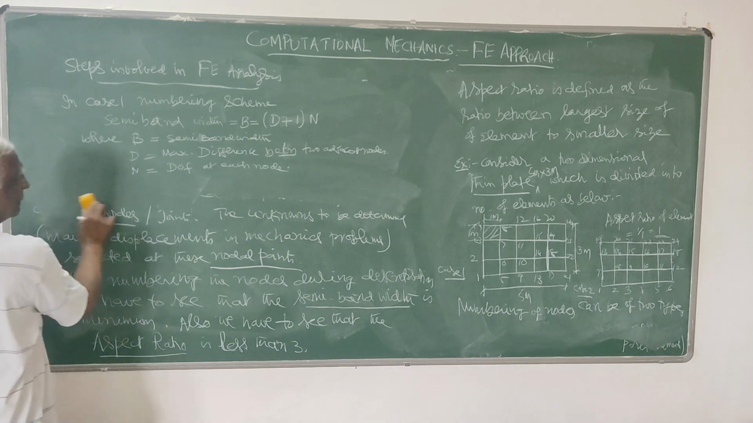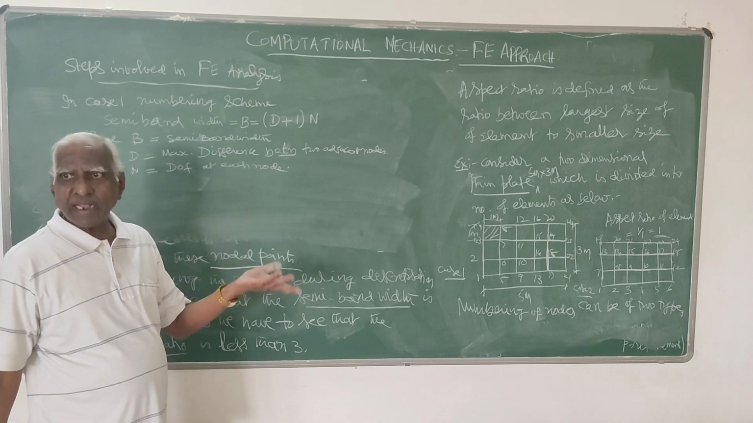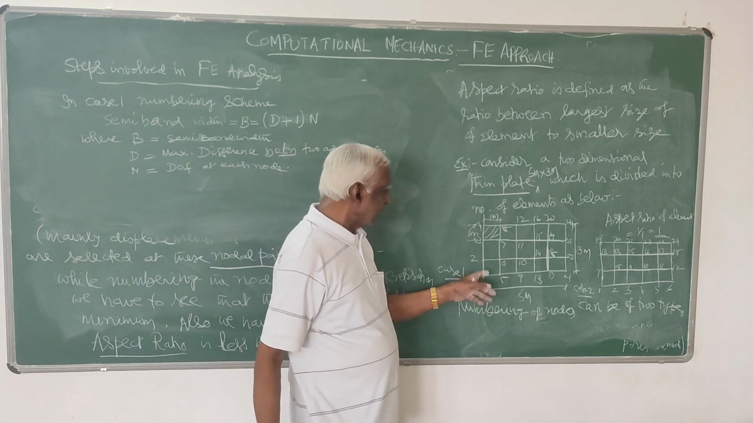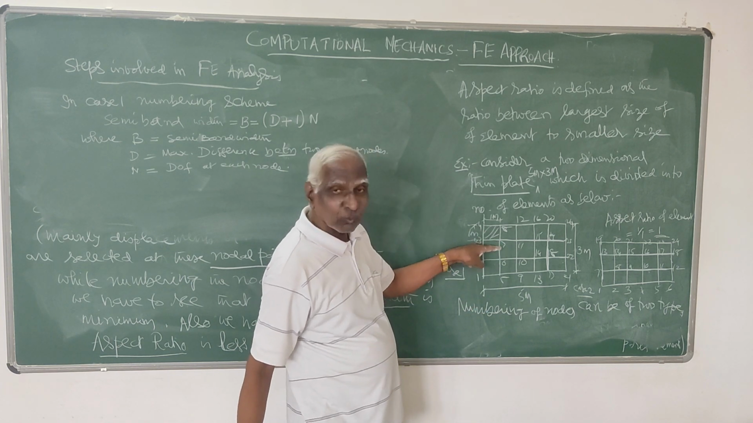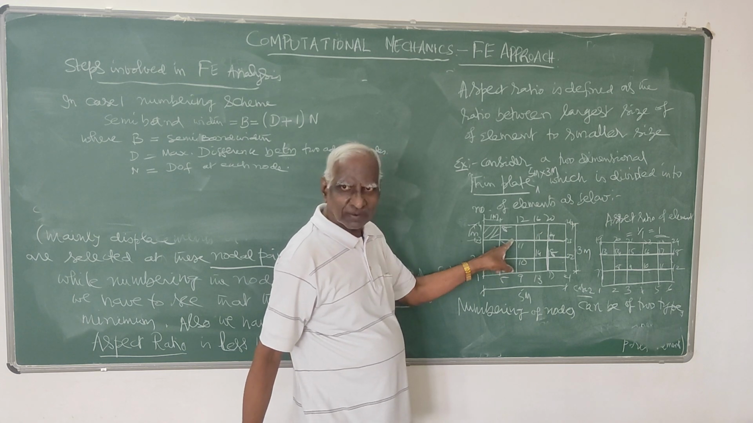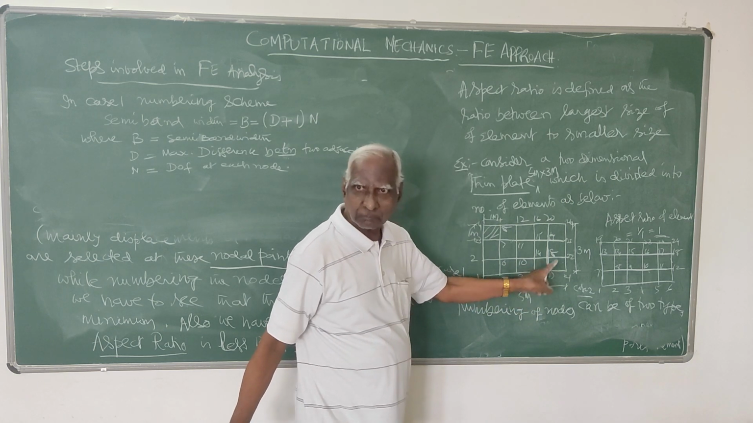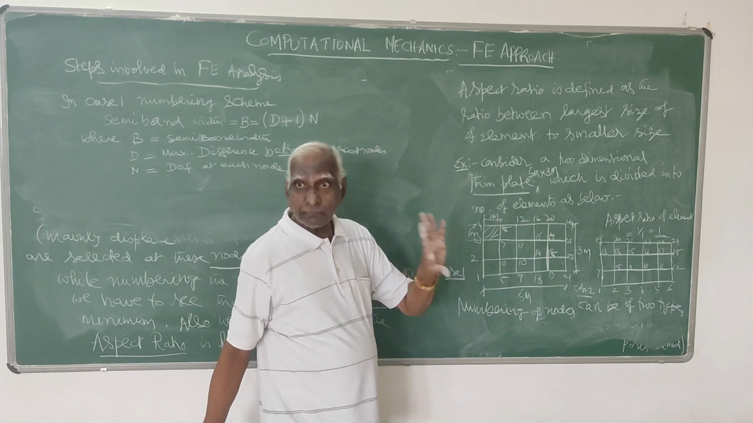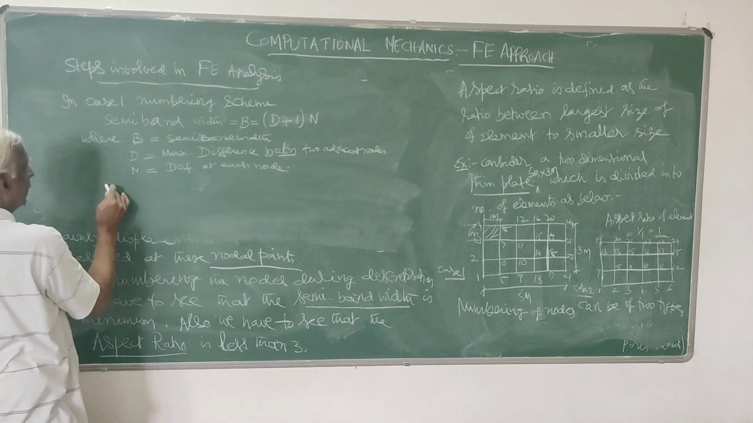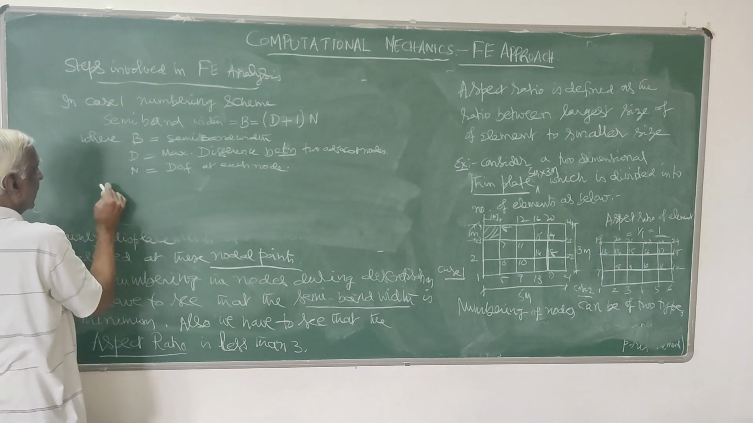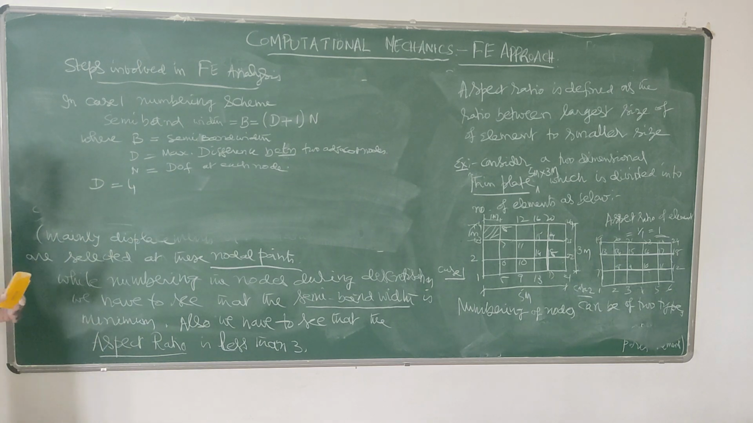For scheme 1, what is the maximum difference between the adjacent nodes? If you observe, the maximum difference here it is 4, here 4, here it is 1, here 1, here 1, here it is 4. The maximum difference you have observed is 4. So in case 1 numbering scheme, D equals 4.